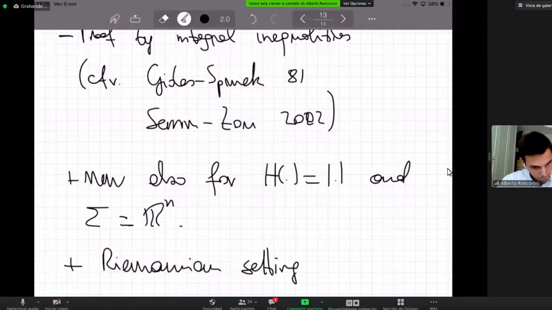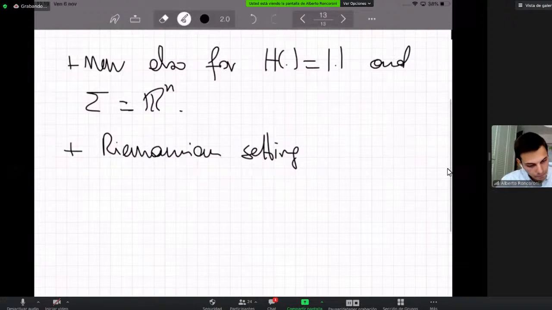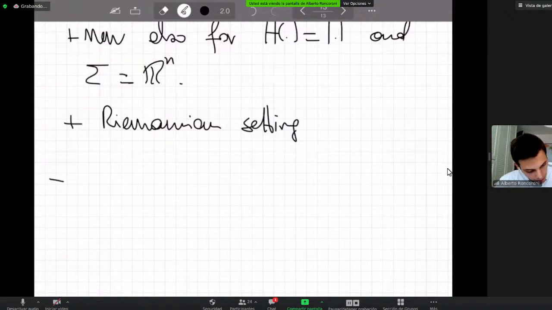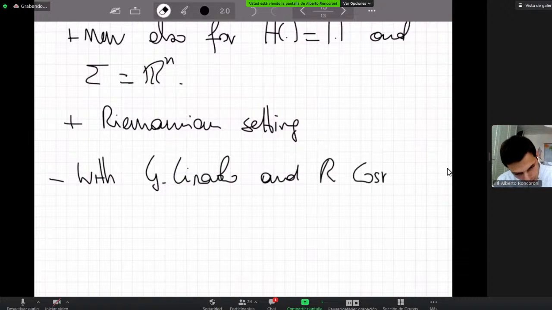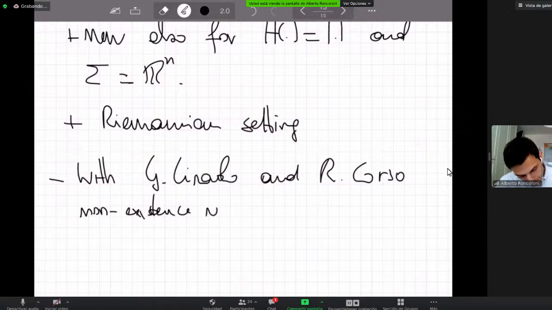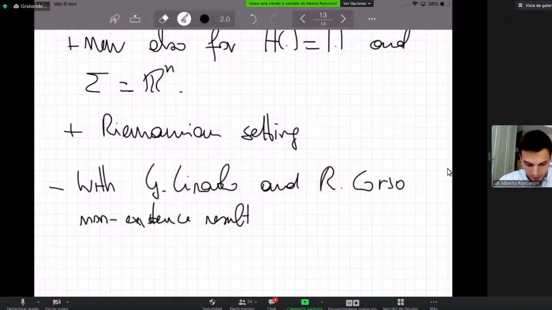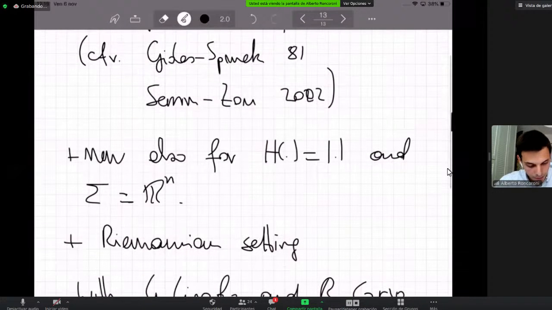And so we are working in collaboration with, as always, Giulio Ciraulo and Rosario Corso from the University of Palermo in Italy. We are working on non-existence results related to this kind of problem. These non-existence results are similar to the one proved by Gidas and Spruck that I mentioned before.